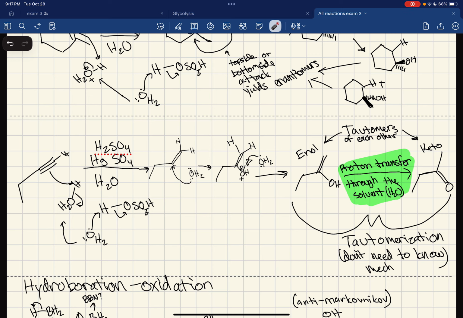It's either acid catalyzed or base catalyzed. But you just need to write that it happens by proton transfer through the solvent. It's not actually going to be this proton moving over to there. It's just a proton transfer through the solvent. Make sure to write that so you get full points.